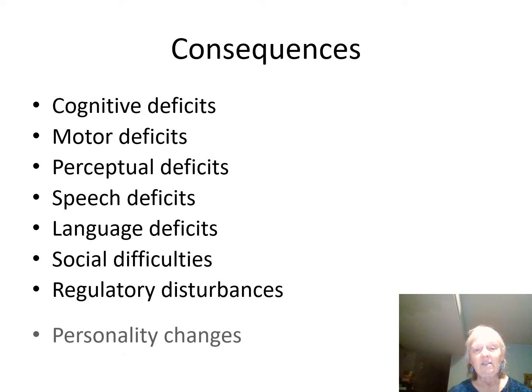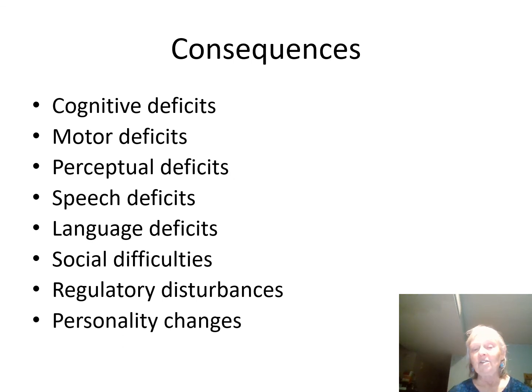Regulatory disturbances, and then personality changes. The gentleman who had the rail go through his brain, he had been a really nice guy. Everybody really, really liked him. And then after this, he turned into somebody who was a little bit more rude, and people really didn't get along with him very well.